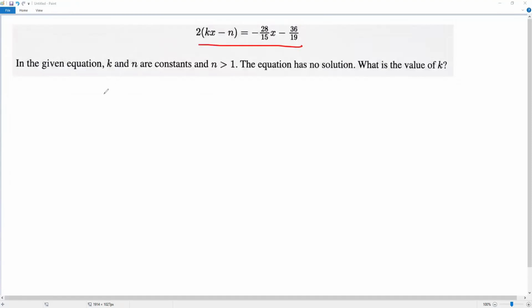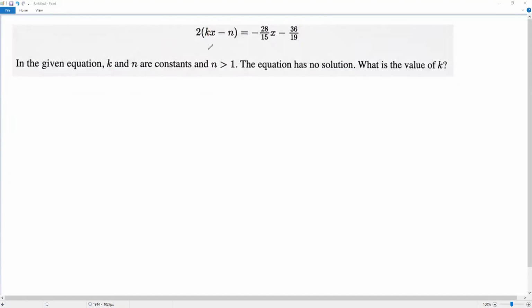Here we have an equation. In the given equation, k and n are constants and n is greater than 1. The equation has no solution. What is the value of k? Here we have a linear equation in one variable. There are two constants over here, k and n, and our aim is to get the value of the constant k.